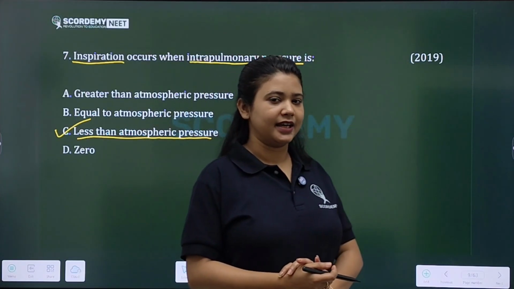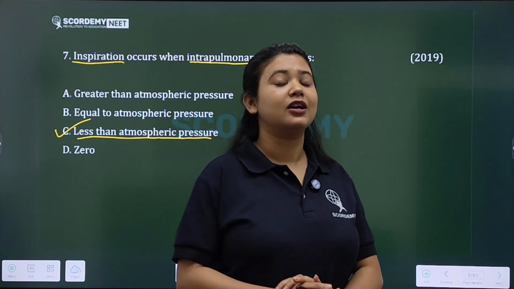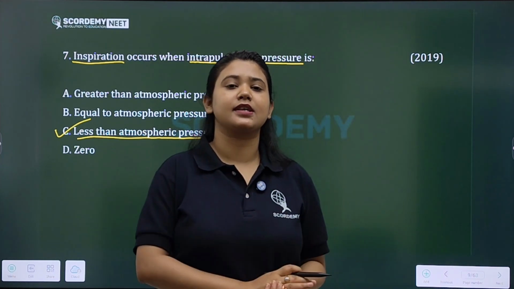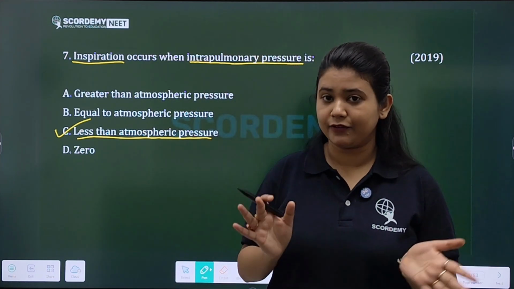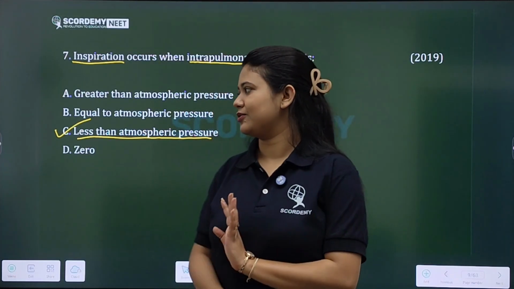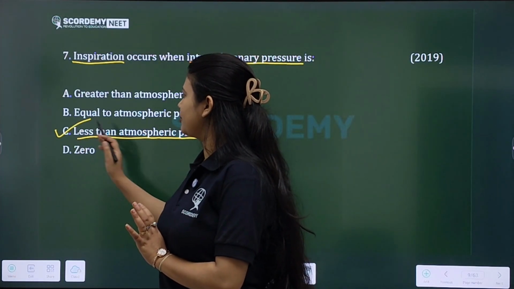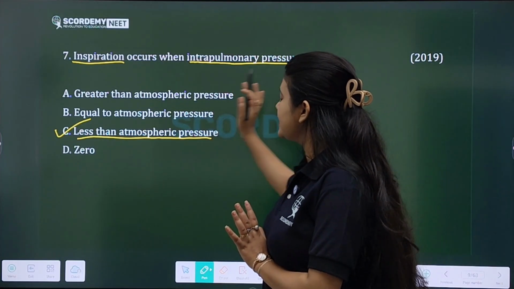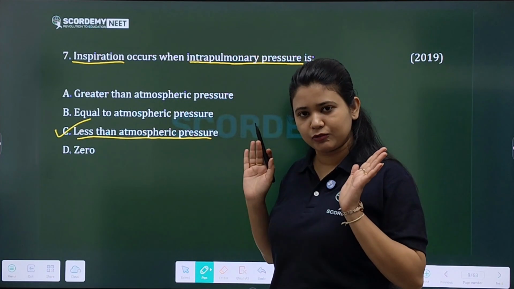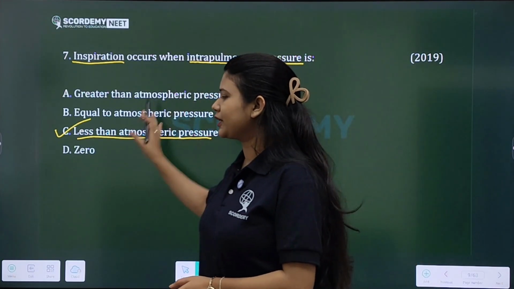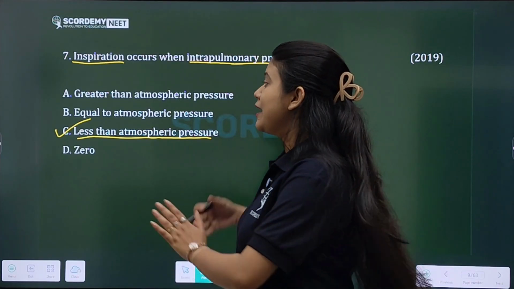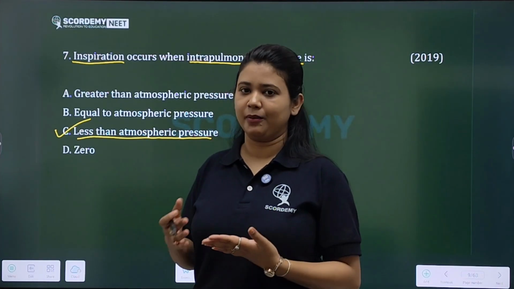We also know that exchange of gases inside our lungs, between your alveoli, takes place through simple diffusion. So the correct answer will be: when your intrapulmonary pressure is less than your atmospheric pressure. This is not a tough concept, it is a very basic, simple concept. Just revise repeatedly.